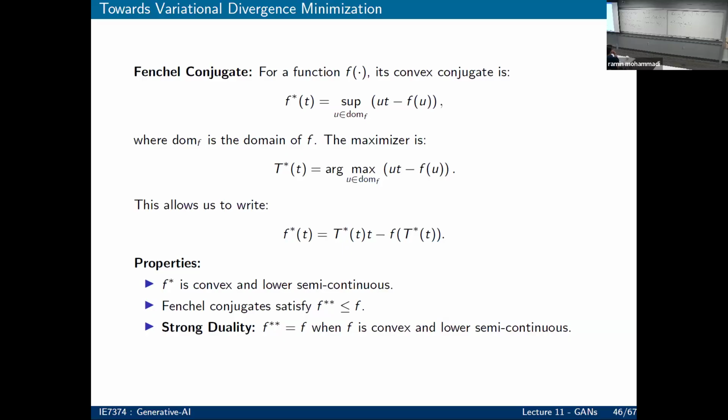Okay, now what are the properties? So f star, or f asterisk, is convex and lower semi-continuous. It has this Fenchel conjugate property that f star star, that means if you do a reverse convex conjugate on this, it should go back to f. It should give you back the original f basically. Okay, that's the property that you have.